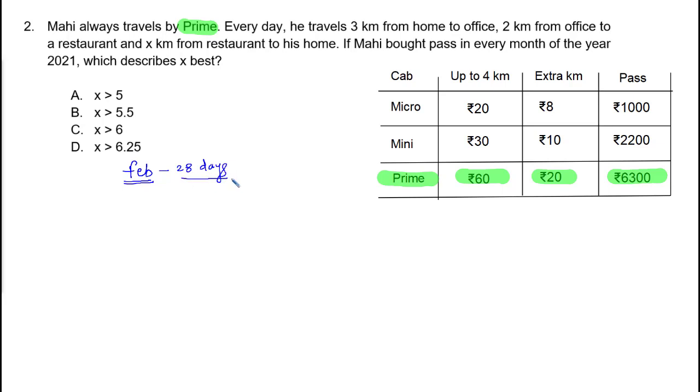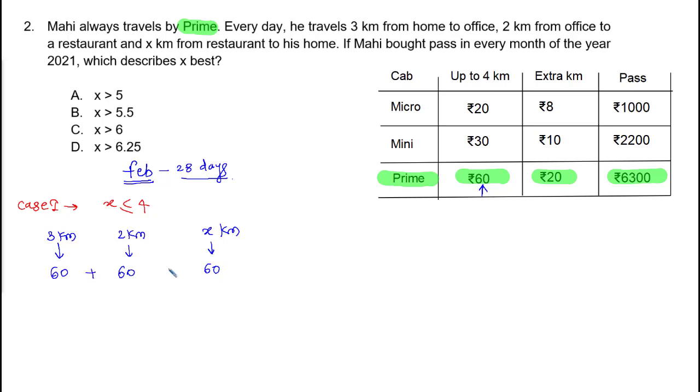Now there are two cases we need to consider. The first case is where the value of X is less than or equal to 4. It is given that he always travels by prime cab. First 3 kilometers from home to office, then 2 kilometers from office to restaurant, and the next X kilometers from restaurant to his home. For the first 3 kilometers the charges are 60 rupees. For 2 kilometers also 60 rupees. Here X is less than or equal to 4, so for X kilometers also the charges are 60 rupees.